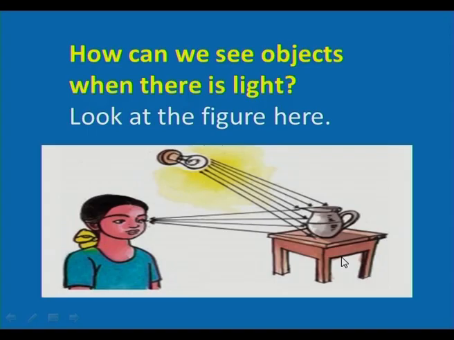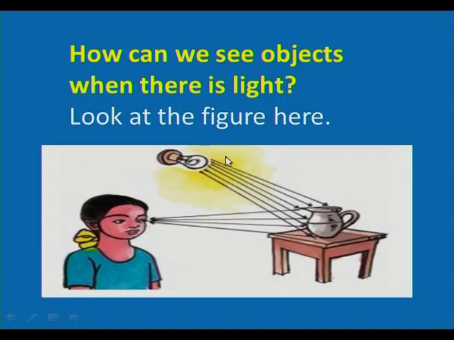Now, what is happening exactly? Why is this jug visible to the girl? It is the question. The light from the source falls onto the jug and it is reflected into the eyes of the girl. Therefore, the jug is visible to us.